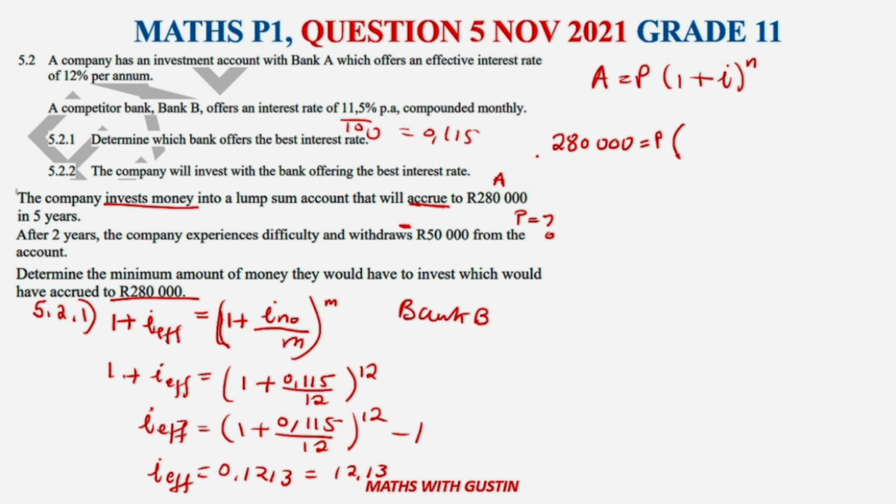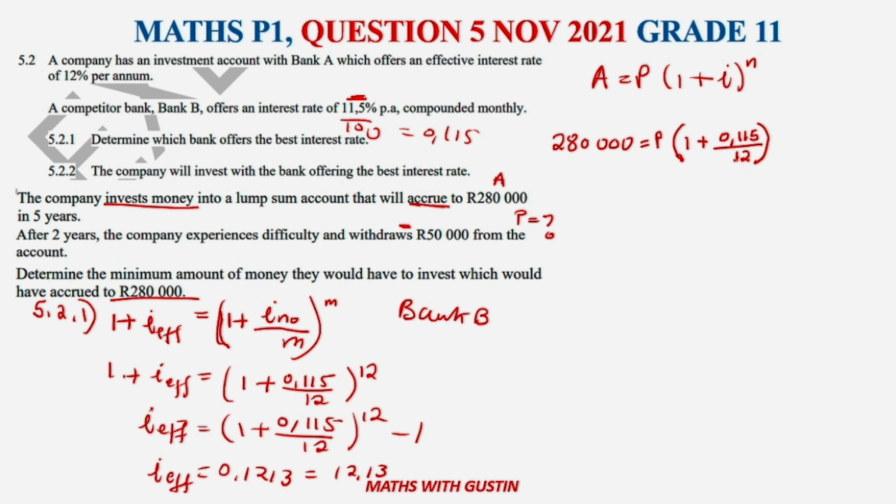Yeah, and it's bank B anyway. All right, cool, great stuff. So now when you come here, you are gonna say plus, because you chose bank B and the interest rate on bank B is 11.5, ne? So you are gonna come here and say plus 0.115. This is compounded for 12 months.